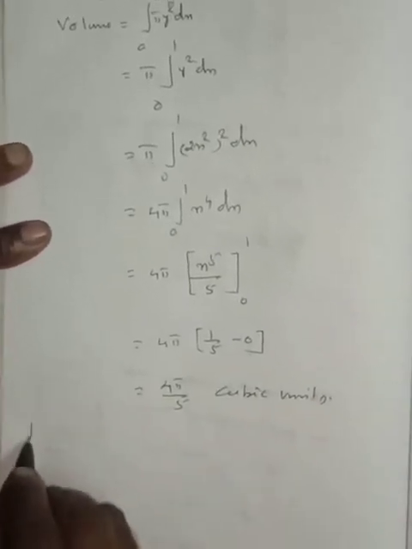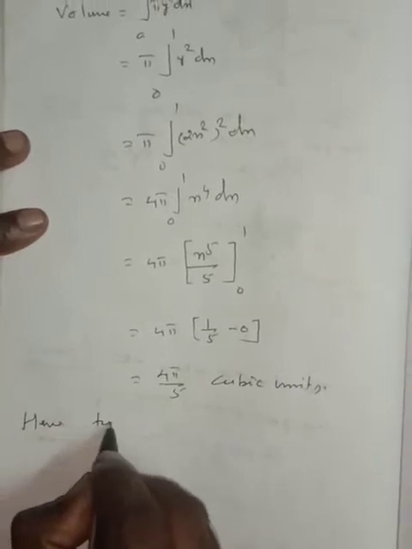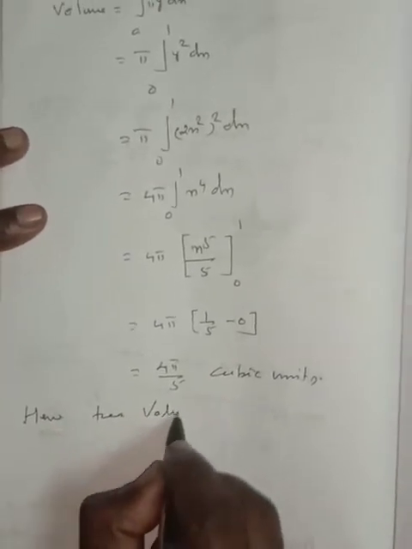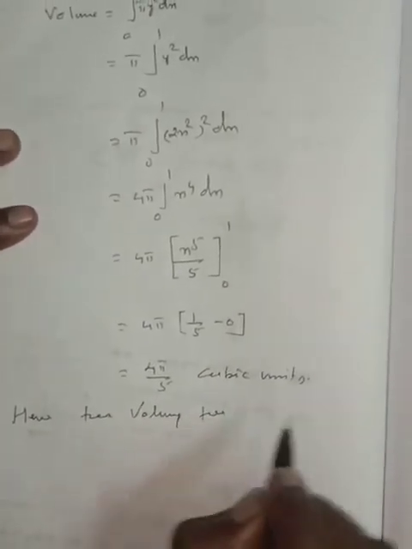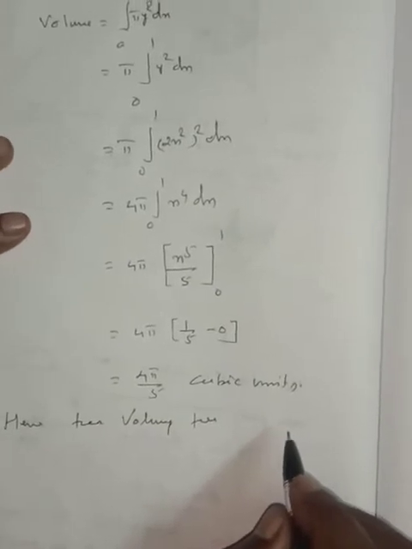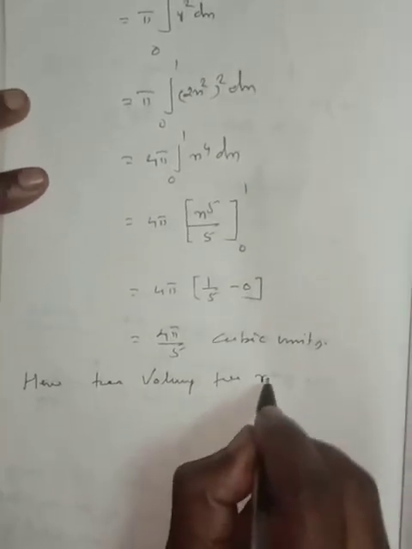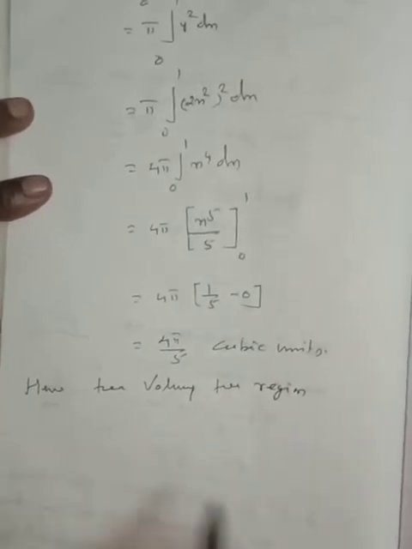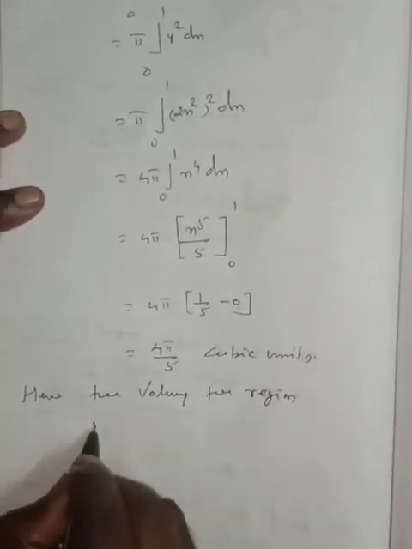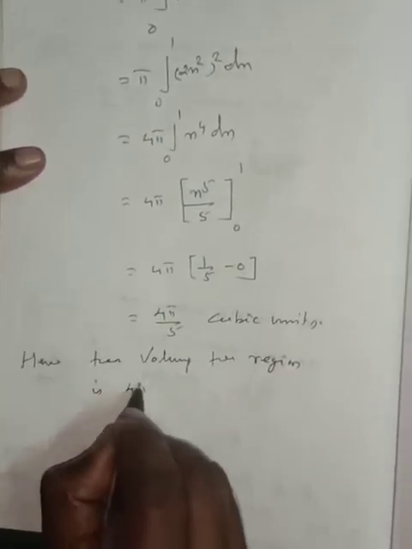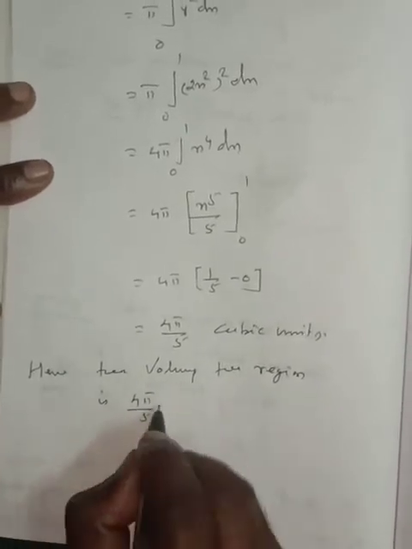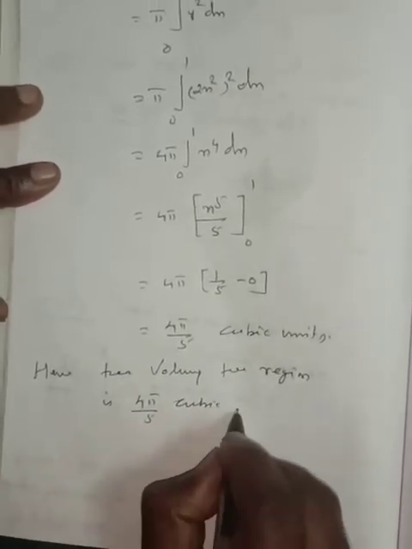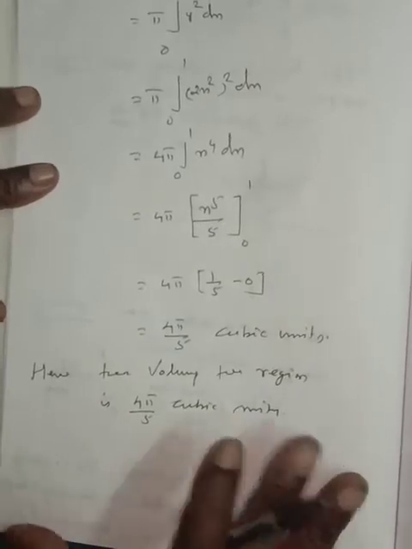Hence the volume of the region is 4 pi divided by 5 cubic units. Question number 2.